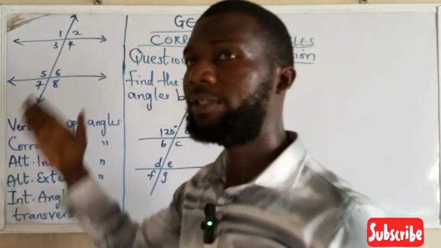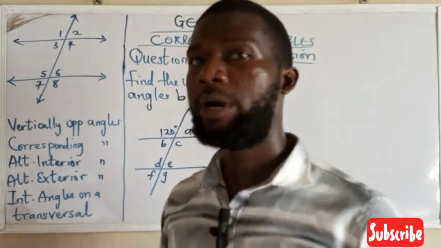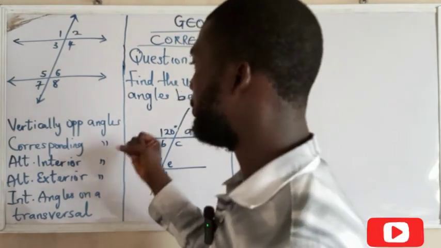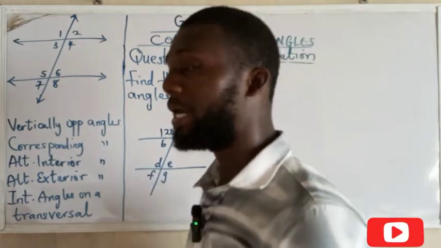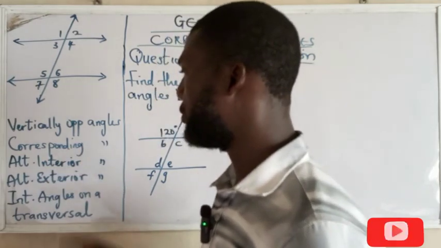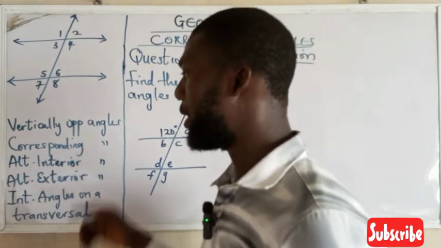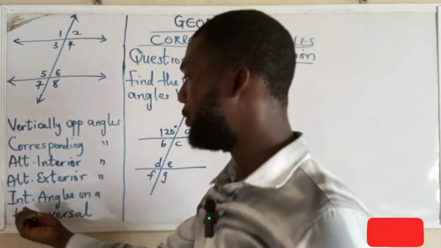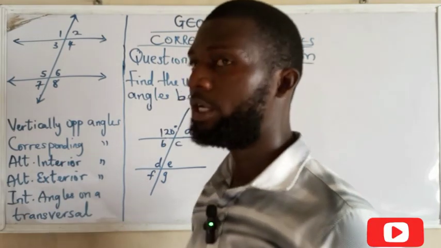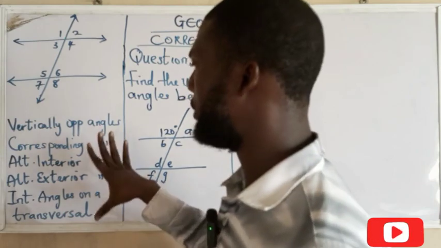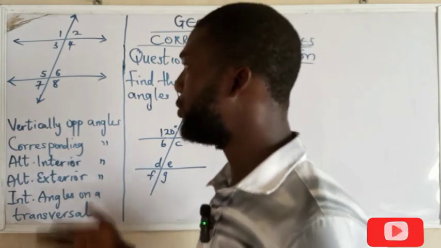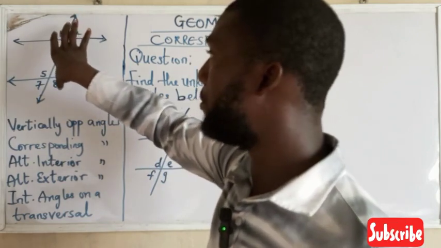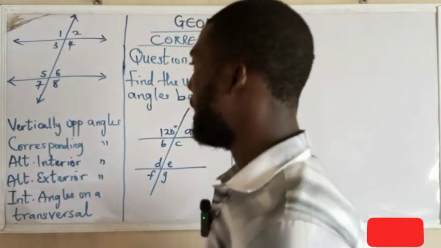Now, when a transversal line cuts two or more parallel lines, these angles are formed: vertically opposite angles, corresponding angles, alternate interior angles, alternate exterior angles, and interior angles on a transversal. So we are going to be looking at these 5 angles that can be formed from the image that you've seen here.